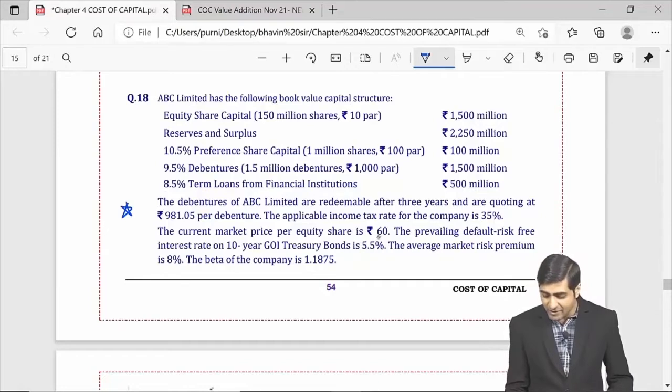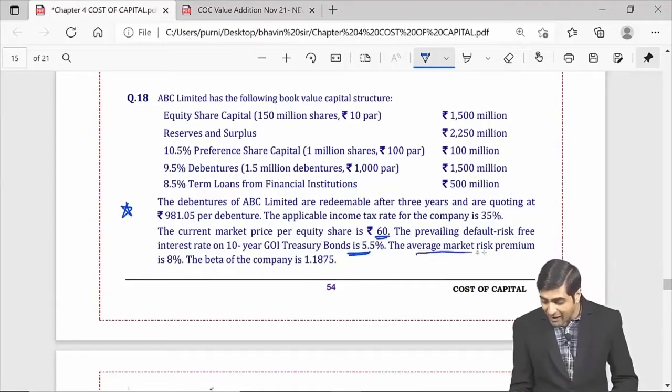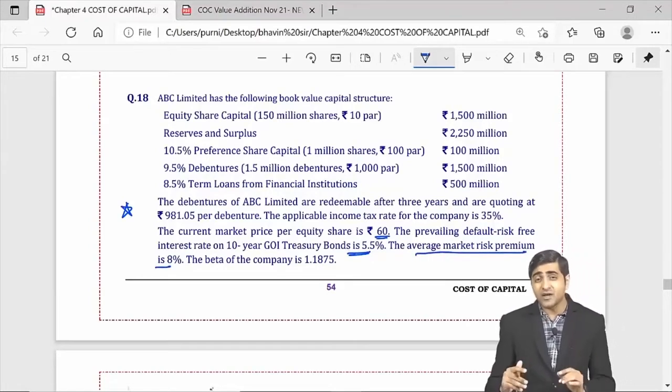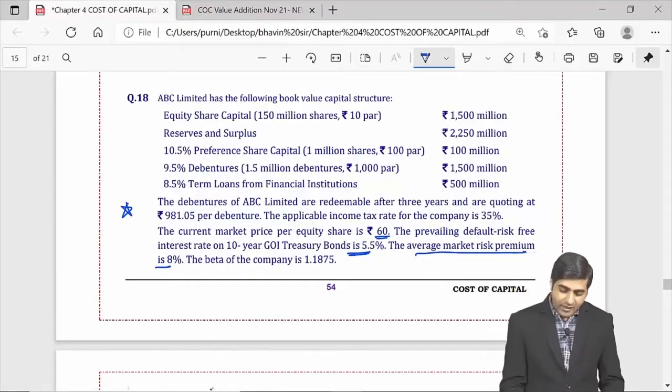So we have the market price per share of rupees 60. The risk-free rate available is 5.5%, and your average market risk premium. Guys, whenever they use such wording, that is market risk premium, it means that RM minus RF is taken into consideration.